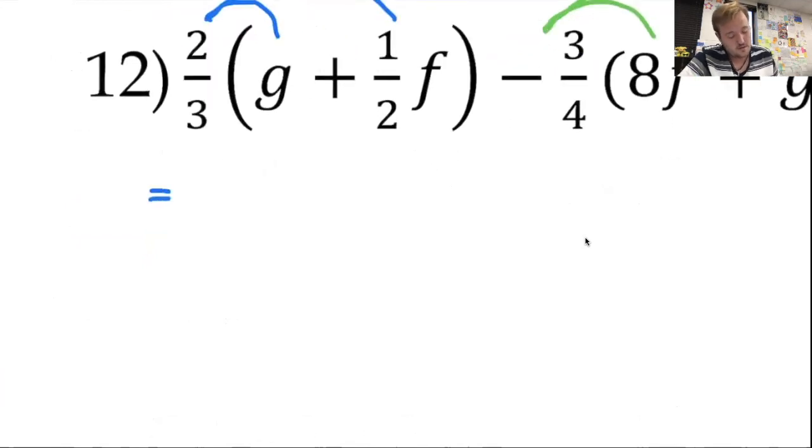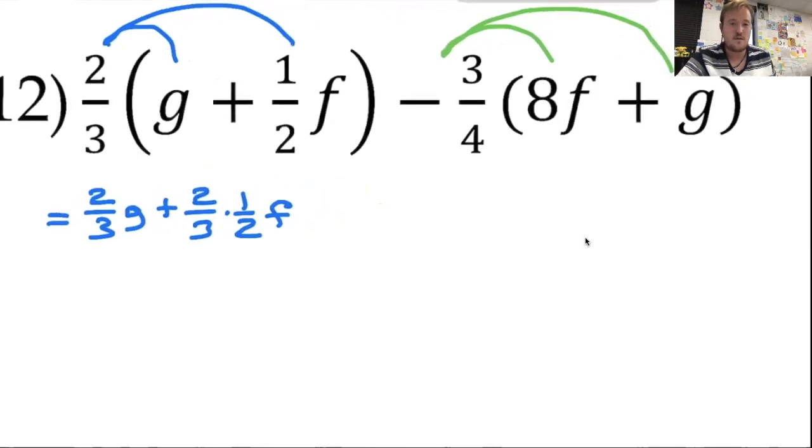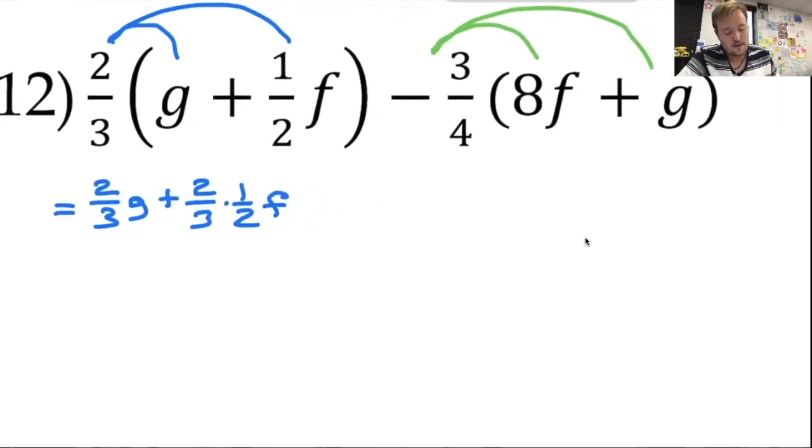2/3 times g. So we have 2/3 g plus, now you're going to multiply 2/3 times 1/2. So 2/3 times 1/2 f. All right, then the next set, negative 3/4 times 8f. And then negative 3/4 times g, which just gives you a negative 3/4 g.